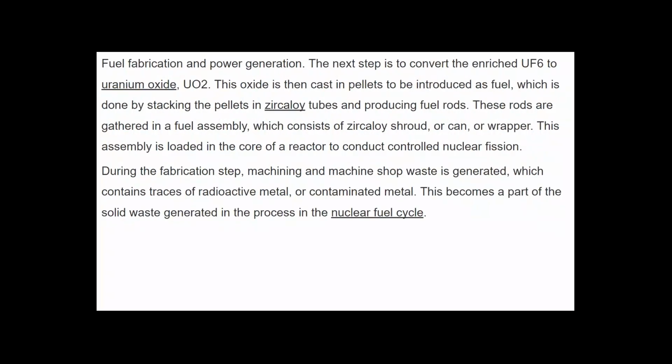So, continuing. The fuel fabrication and power generation. The next step is to convert the enriched UF6 to uranium oxide, UO2. The oxide is then cast into pellets to be introduced as a fuel, which is done by stacking the pellets in zircaloy tubes and producing fuel rods. These fuel rods are gathered in a fuel assembly, which consists of a zircaloy shroud, or can, wrapped around them. And the assembly is loaded in the core of a reactor to conduct controlled nuclear fission.